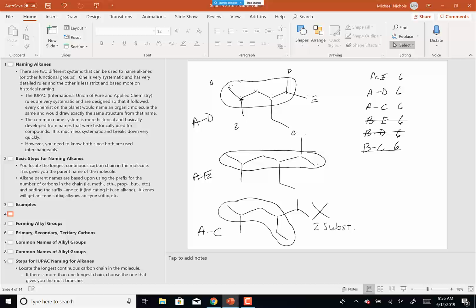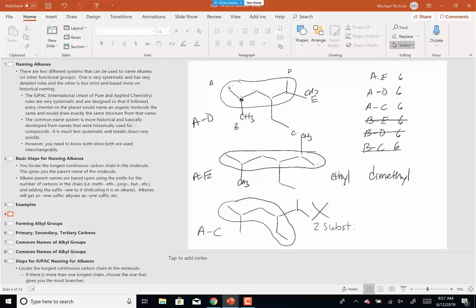So let's name the group. What groups do I have? What are my substituents? It looks like I have two methyls, and one methyl. So I've got a dimethyl, and then I have an ethyl, right? Just like before. So now we've got to put numbers in front of those.